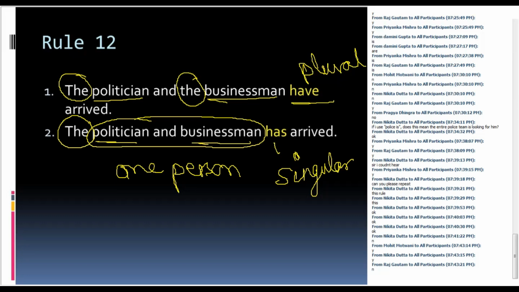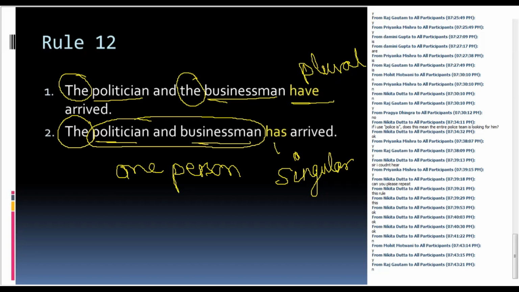If there are 2 subjects, both of them have articles, that means we are talking about 2 different people. If there are 2 subjects, only the first one has an article, that means you're talking about the same person, and that is why you'll have to use a singular verb. This is rule number 12. 3-4 more rules to go.